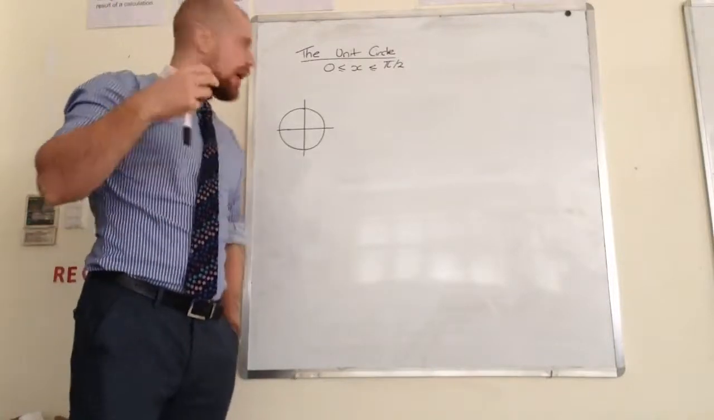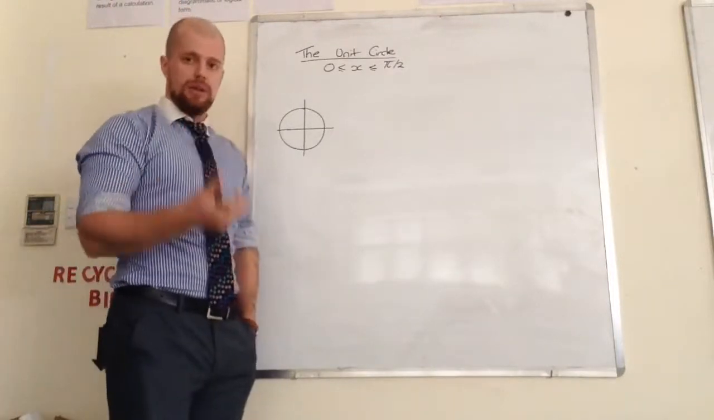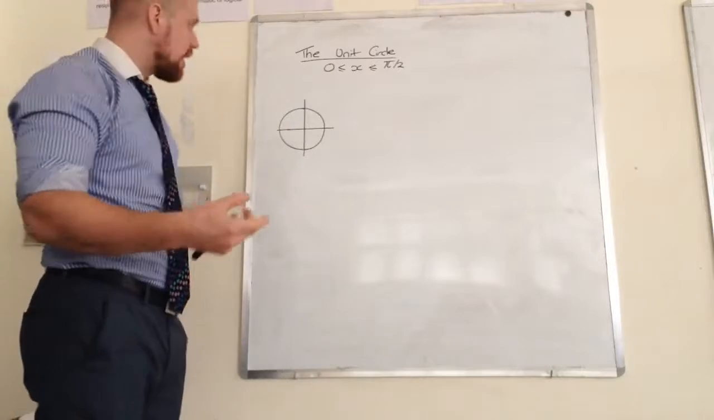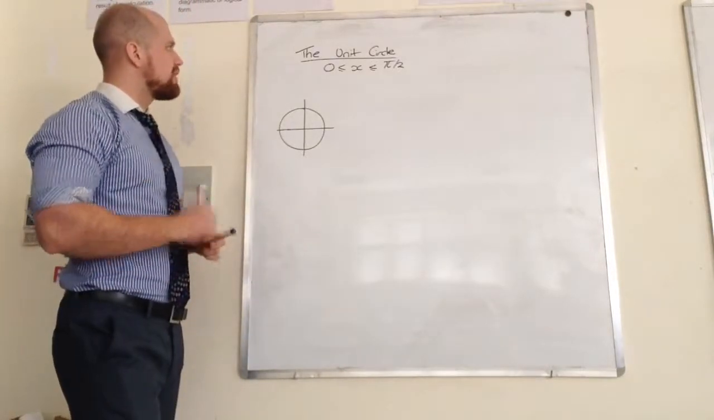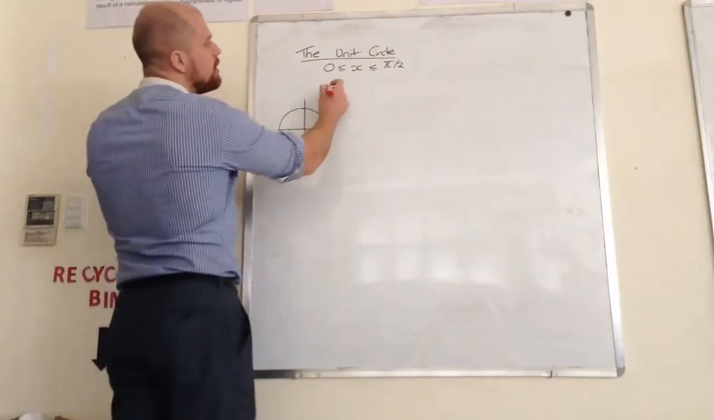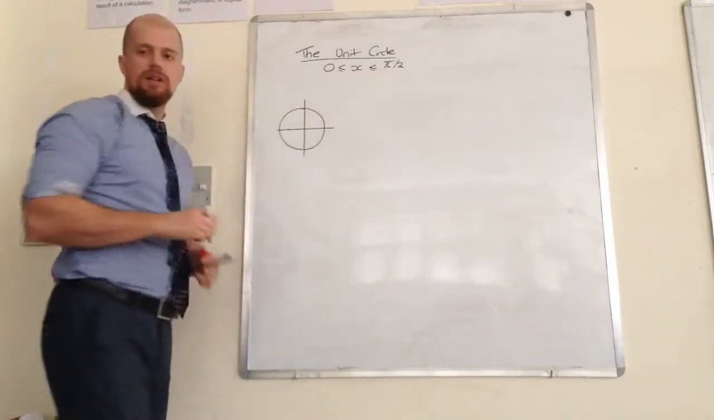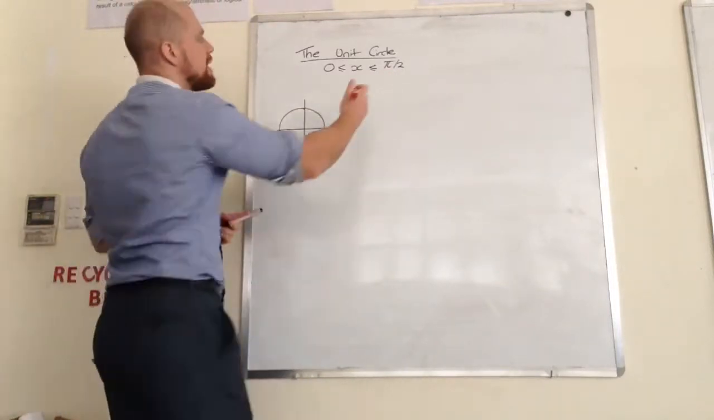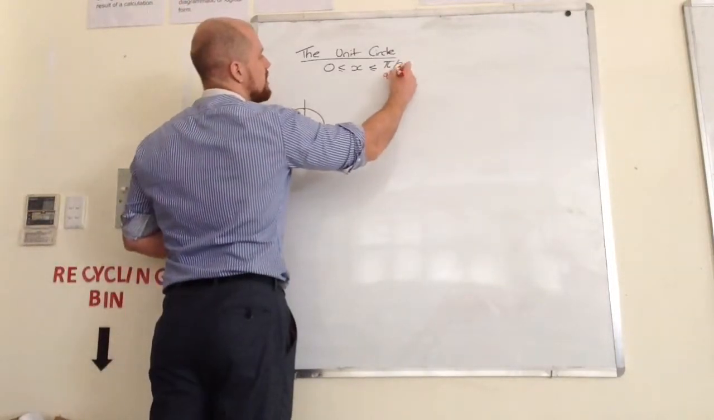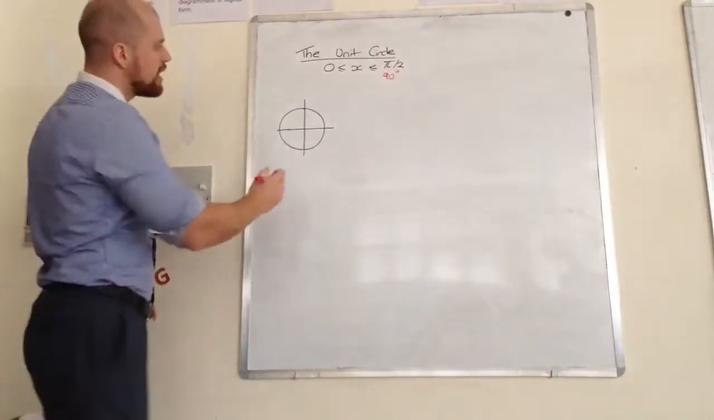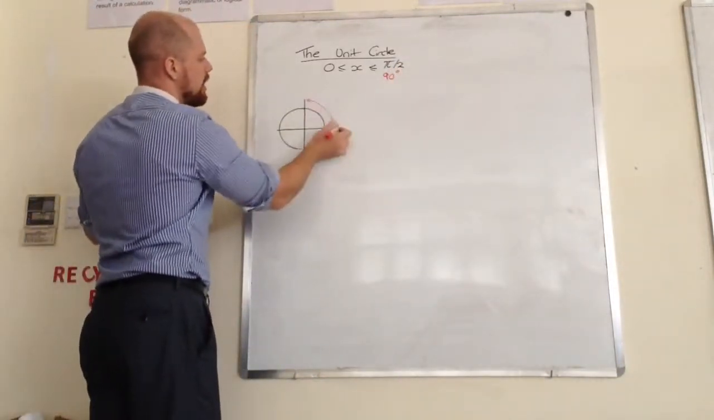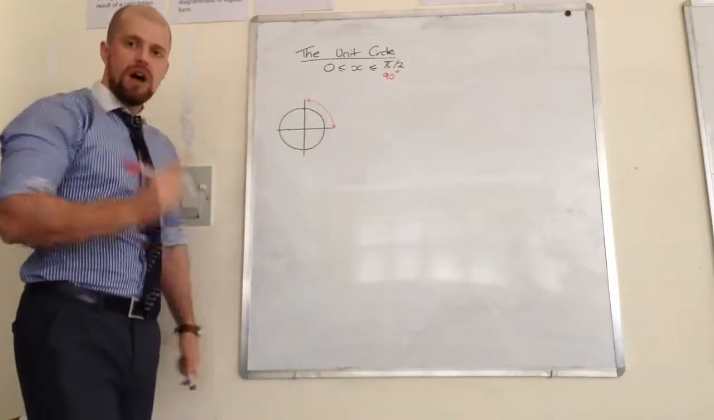Okay, so here we're going to start looking at the unit circle. There'll be a second video following this up. And in the first video we're going to be looking at just the values in the unit circle between 0 to pi by 2. Or in this case, pi by 2 is 90 degrees. Okay? So all we're going to be looking at in the unit circle is the first quadrant.